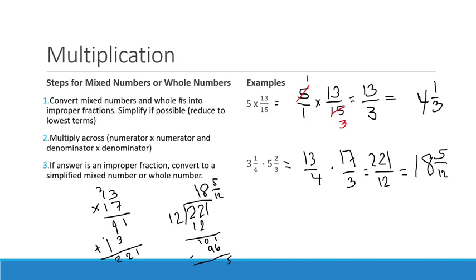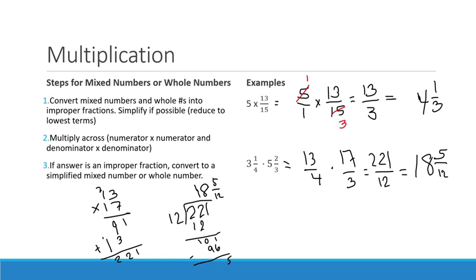The steps for multiplication get a little more complicated when we're working with whole numbers and mixed numbers. We always want to convert a whole number or a mixed number into an improper fraction. For this example, we have 5 times 13/15. We're going to convert 5 to a fraction by putting a 1 under it, and then simplifying first. Remember, you can always multiply across first and then simplify. When I simplify, I get 1/1 times 13/3. When I multiply across, I get 13/3.